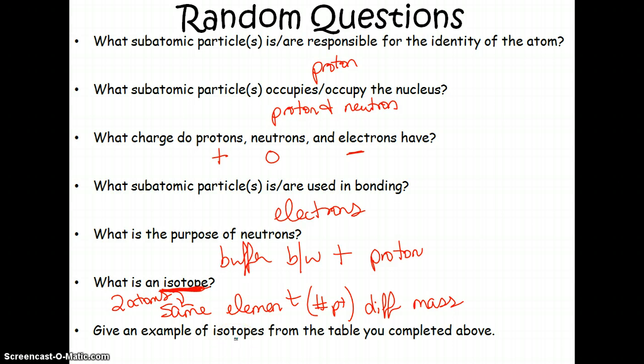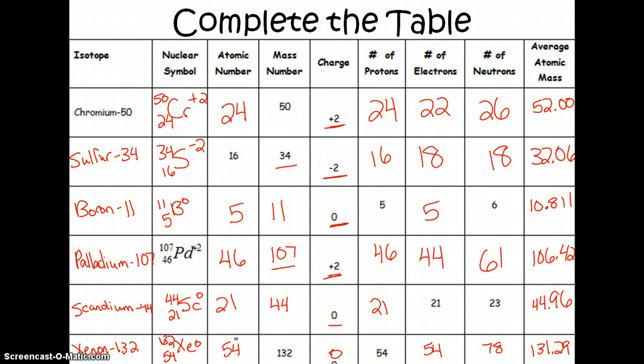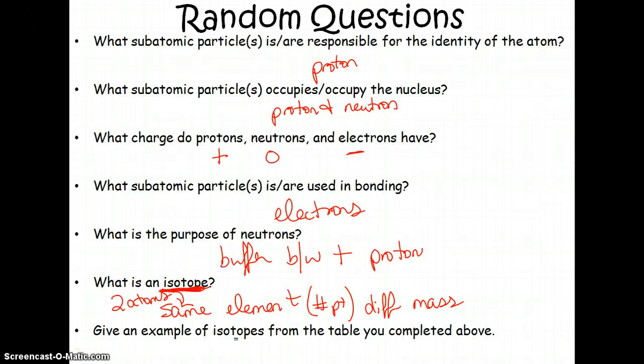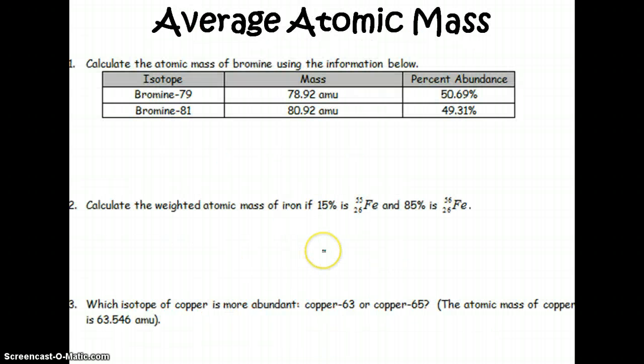Examples of isotopes from our table? Well, if we go back, we see that we didn't have any of the same elements, so we didn't have any isotopes. So no isotopes. Now let's look at average atomic mass. Average atomic mass is the percent abundances in decimal form times the isotope mass, and you add those up, and that's your average atomic mass.